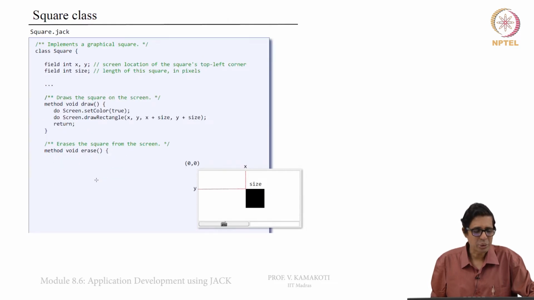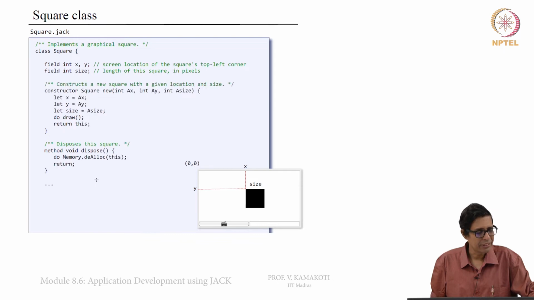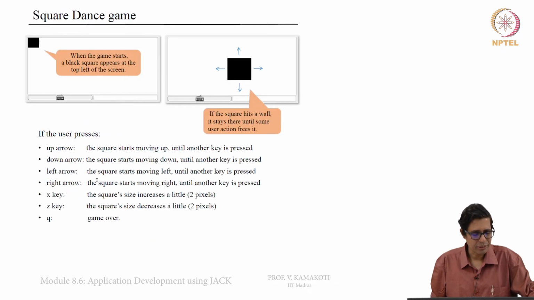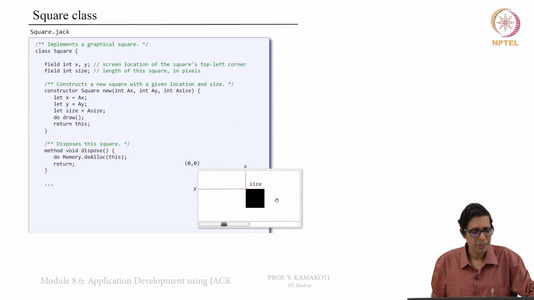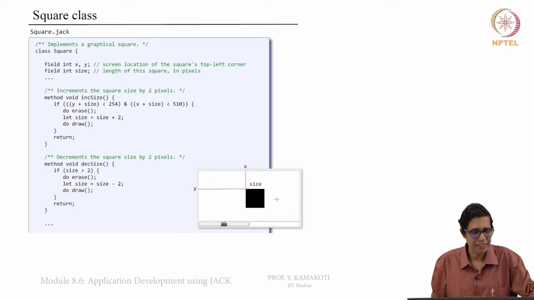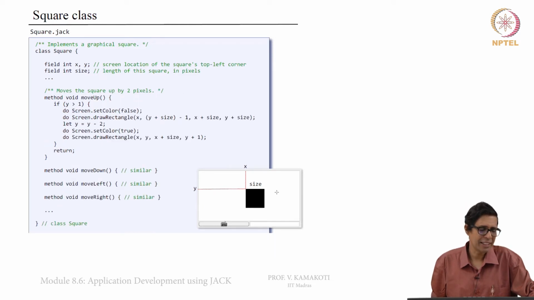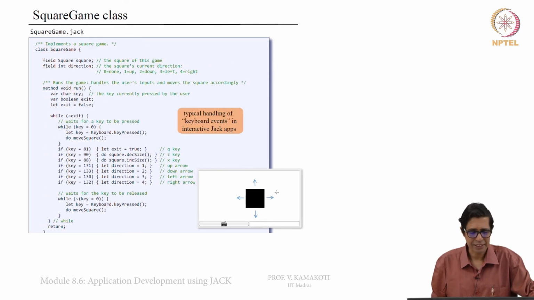So you can look at this square, this is the functionality of the square, right. So this functionality is up, down, left, right, the square should move, and X and Z it should increase or decrease in size. And this Q means game over. So this is what it should do. And how is this app actually designed? These set of slides basically tell you how the app is designed. Okay.